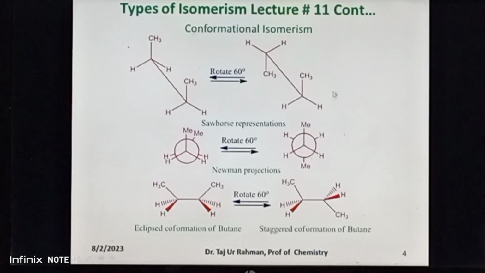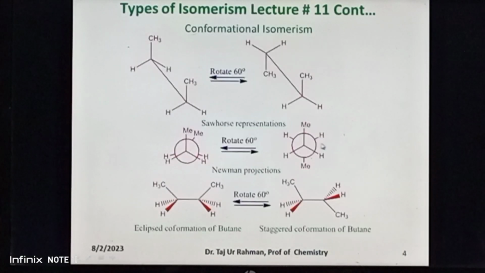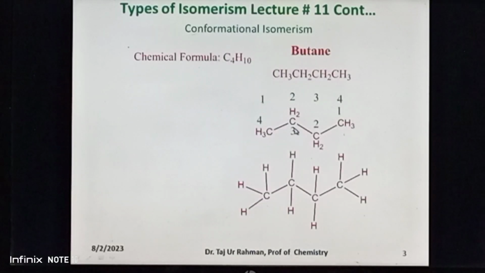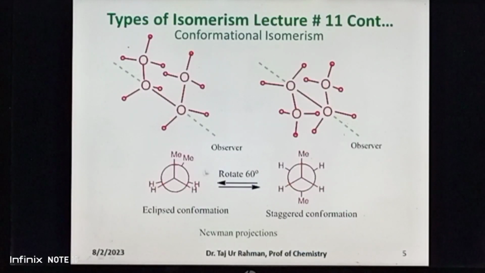These are the sawhorse structures and these are the Newman projections of the butane molecule. In these Newman projections of butane molecule, the front carbon, that is carbon number 2, is represented by a dot, while the rear carbon, that is carbon number 3, is represented by a circle. These two are the eclipsed and staggered conformers of butane molecule. In these Newman projections, the butane molecule is viewed from the front carbon, that is carbon number 2, this one.